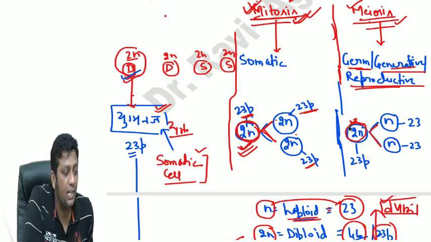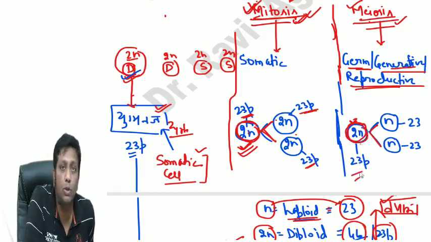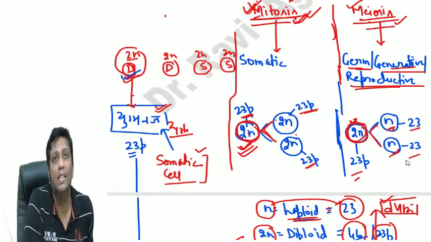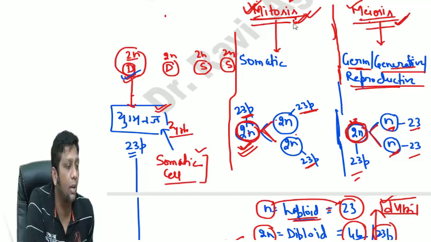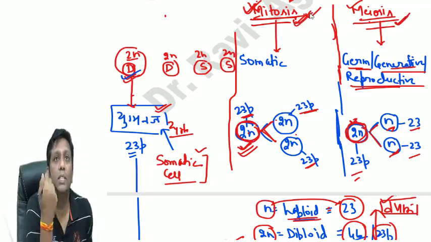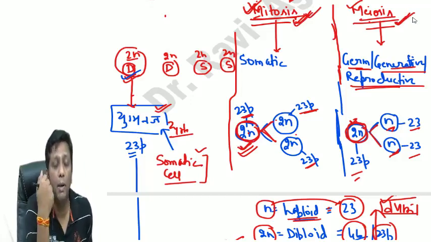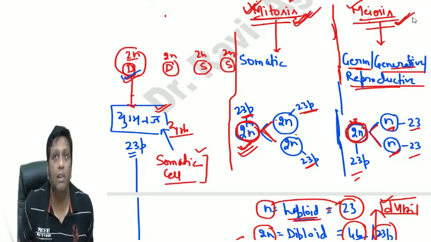If a parent cell is 2n, meaning 23 pairs of chromosomes, and it forms 2 or 4 cells, every cell has 23, half the chromosome number, in the next cells. That is called meiosis division. So in mitosis division, the chromosome number stays the same after division, and in meiosis division, the chromosome number becomes half after cell division.